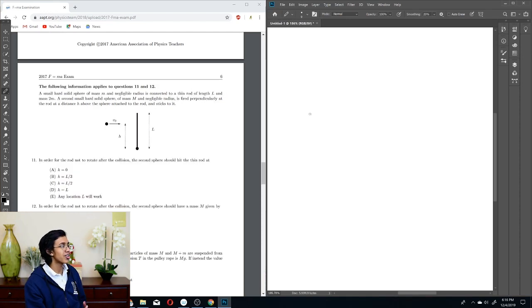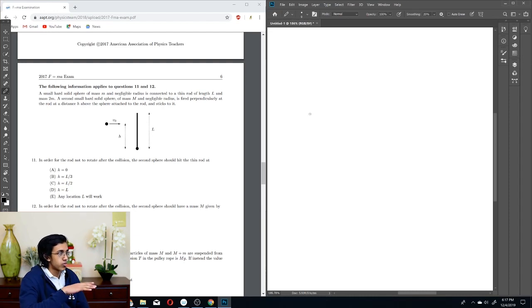A small, hard, solid sphere of mass m and negligible radius is connected to a thin rod of length L and mass 2m. A second small, hard, solid sphere of mass m and negligible radius is fired perpendicularly at the rod at a distance h above the sphere attached to the rod and sticks to it. Alright, so in order for the rod not to rotate after the collision, the second sphere should hit the thin rod at what height? Is the thin rod attached anywhere? No, this is on a table, so you don't have to worry about gravity.